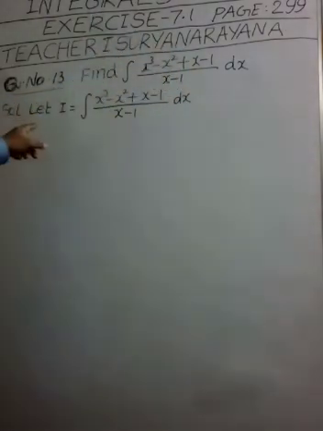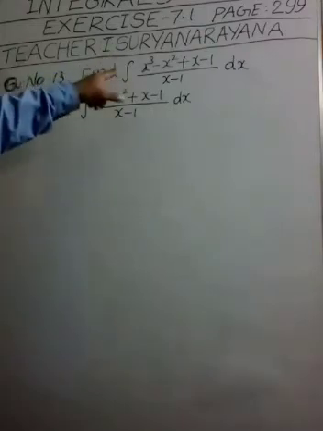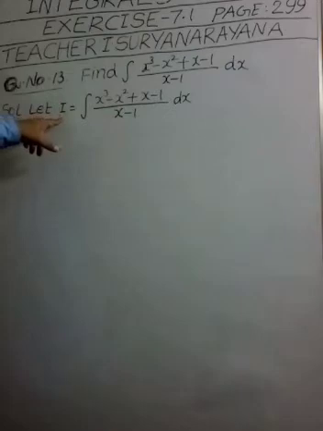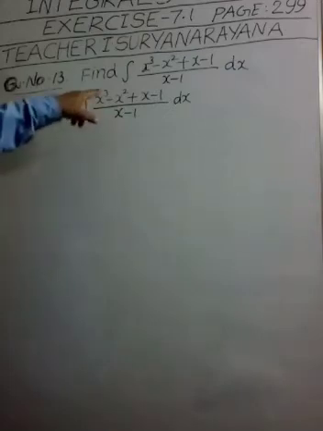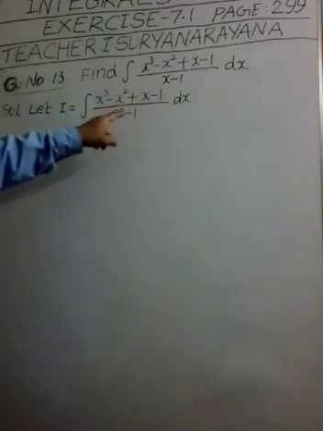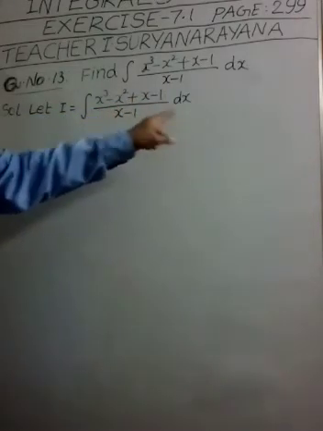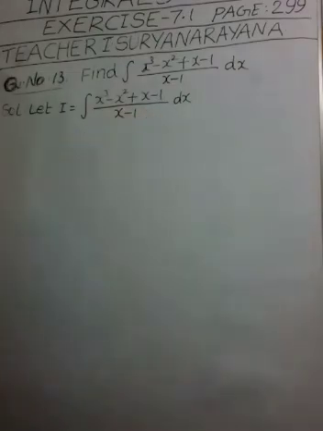Now come to the solution part. Let us assume that the given integral is capital letter I. So capital letter I is equal to integral (x cube minus x square plus x minus 1) whole divided by (x minus 1) dx. Understood this first step, my children? Yes.